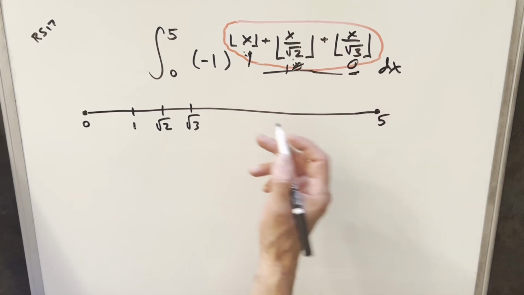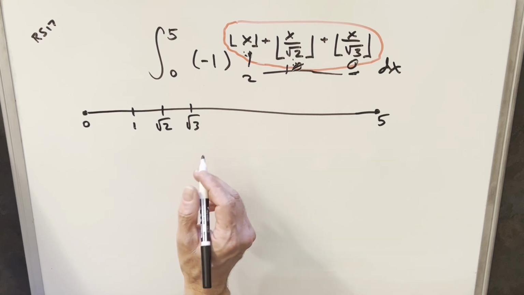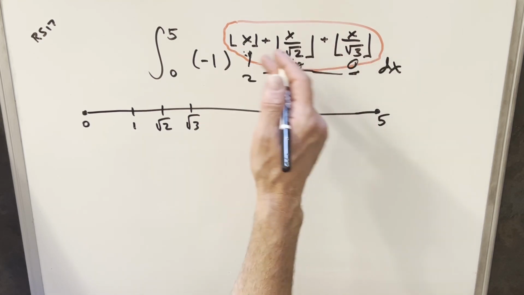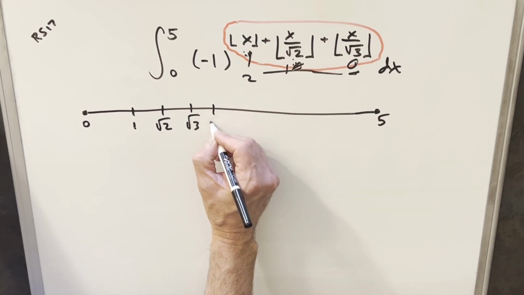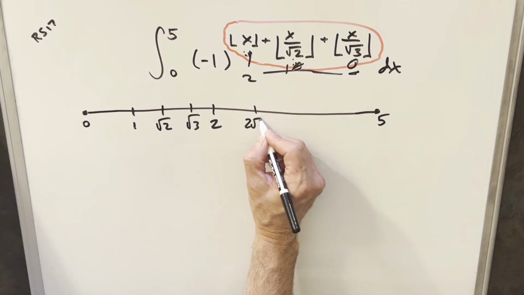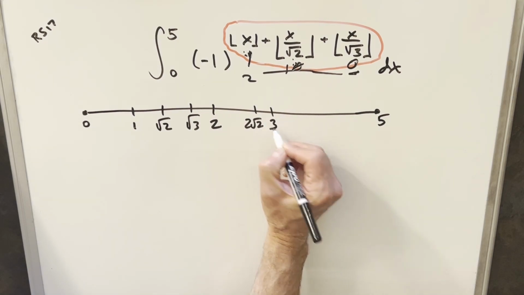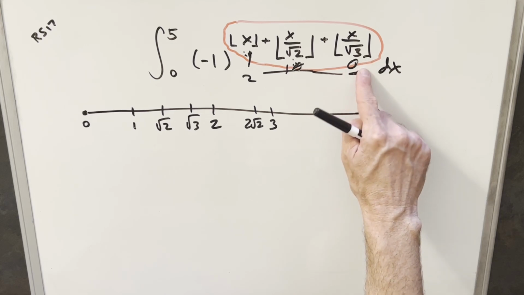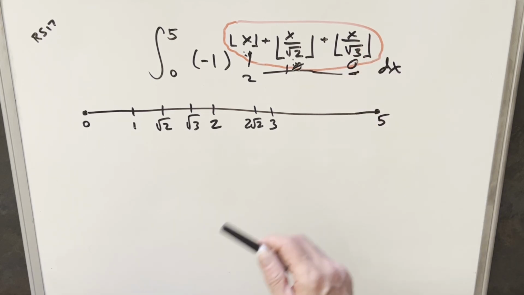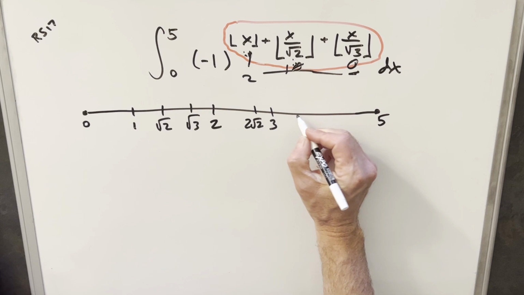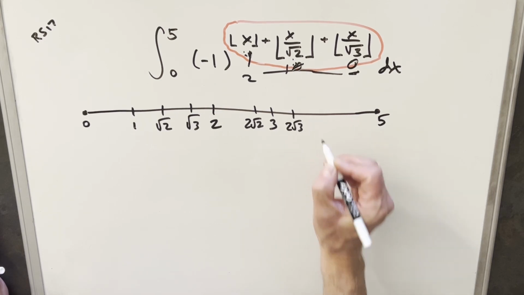So then after that, the next thing that's going to happen is we're going to come to 2. So we'll get to 2, and then this exponent's going to become 4. Okay, so we'll have another point at 2. Then at this point, we'll have 2 square root of 2. Then we'll have 3. At 2 times square root of 3, this becomes 2. So 2 times square root of 3 is around 3.4. So we'll write that in right here for 2 square root of 3.